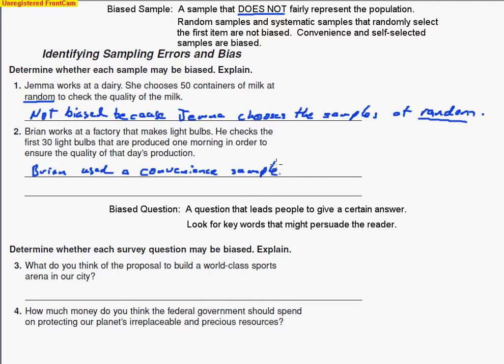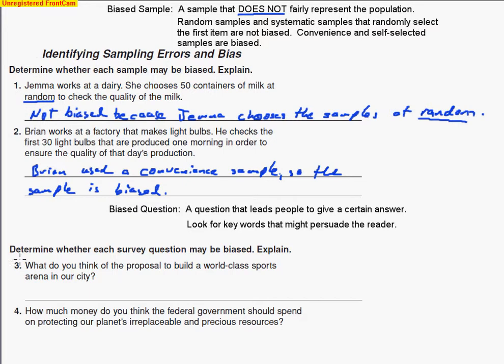they might have had a really good worker at that time, or maybe the production equipment just turned on, it's not overheating or anything, but then maybe in the afternoon it gets a little hot, or it just doesn't produce the light bulbs as well for whatever reason. Maybe they don't have as good of employees in the afternoon, or some other kind of thing can happen that might make the light bulbs not be as good later on, or maybe they're better later on than they are in the morning. So using a convenience sample is not a good way to go. And so we'll say that Brian used a convenience sample, so the sample is biased.